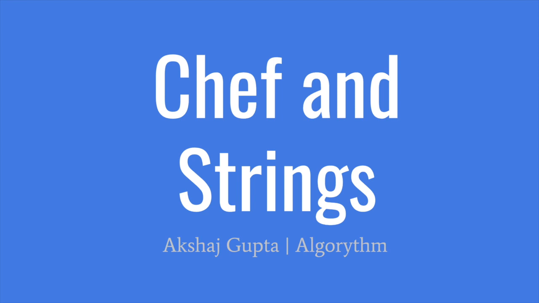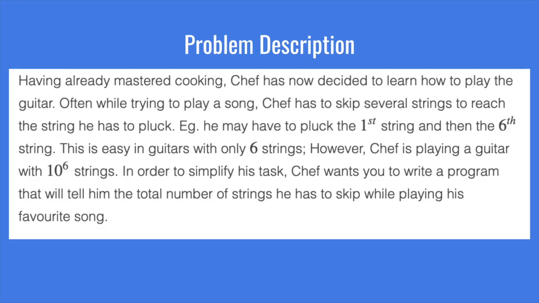Hello, today we'll be going over the CodeChef July Long Challenge Division 2 Problem 1, Chef and Strings. The problem statement is that Chef now wants to learn how to play a guitar. However, while playing a song, he has to skip several strings to reach the string he has to pluck. So for example, he may have to pluck the first string, then the sixth string.